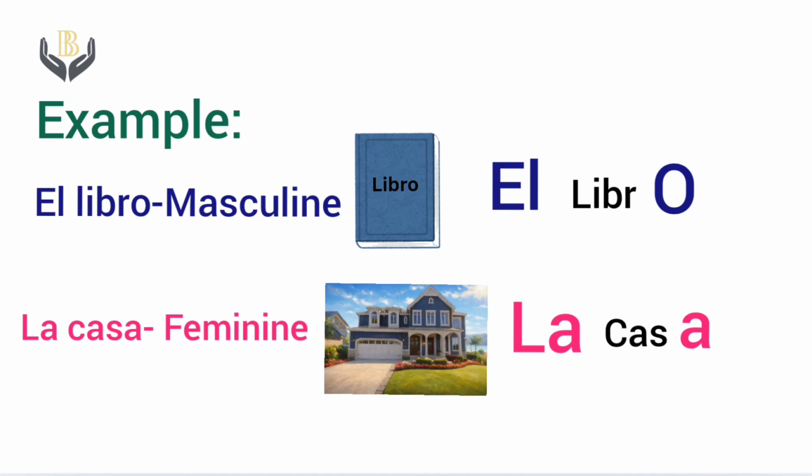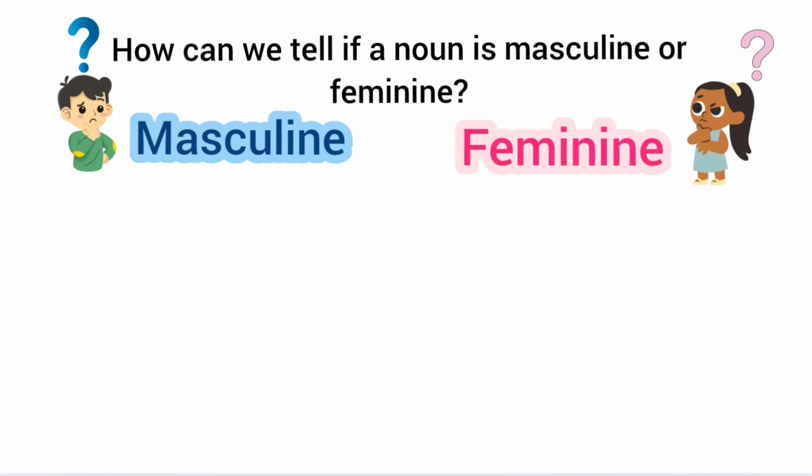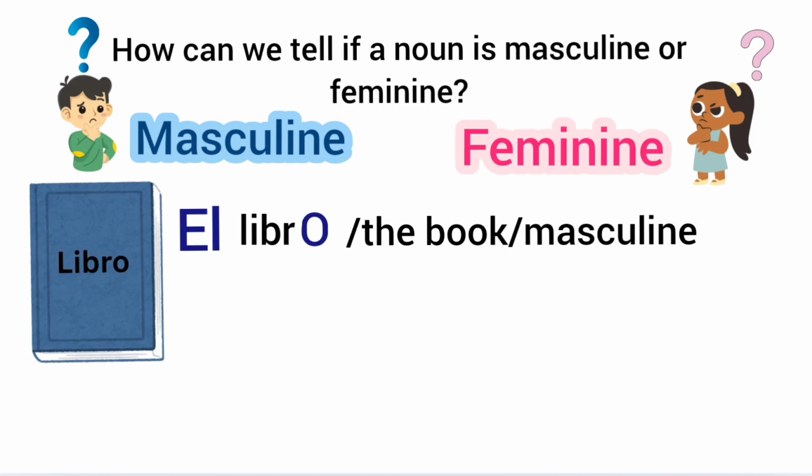For example, el libro. El libro in Spanish is masculine. La casa. La casa in Spanish is feminine. That means our demonstrative pronouns must match both gender and number. It's like matching socks, same color and same size. But the question here is, how can we tell if the noun is masculine or feminine? Let's look at some examples.